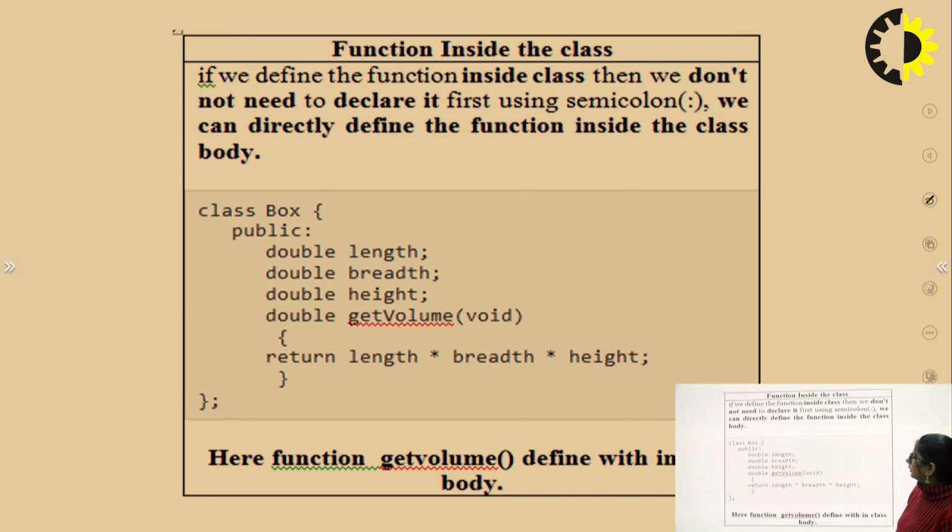Now if it wants to define the same function inside the class, how will it do that? Wherever it is declaring, inside the declaration it is defined as well. Both things, declaration and definition, you are doing at the same place, right?